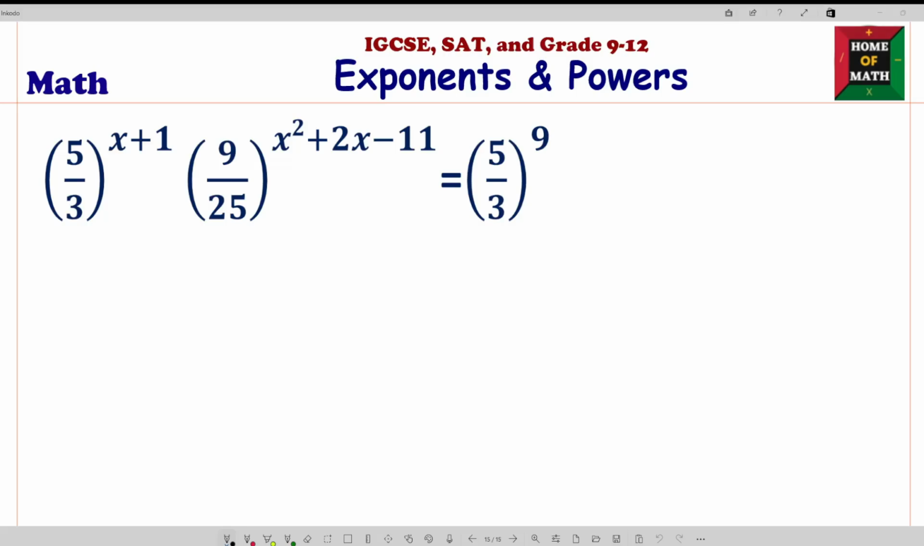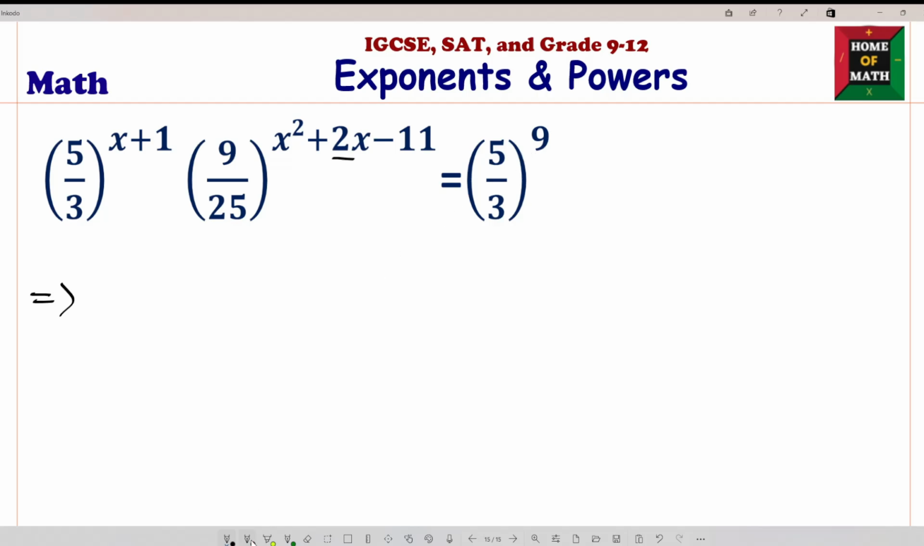In this video we are going to solve an exponential equation, and this is very important for IGCSE, SAT, or grades 9 to 11. Let's start. Here is (5/3)^(x+1) times (9/25)^(x²+2x−11), and the right side is (5/3)^9.